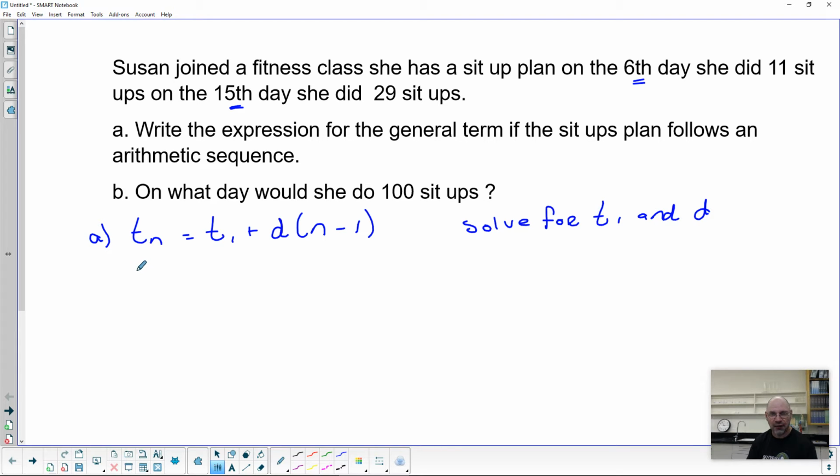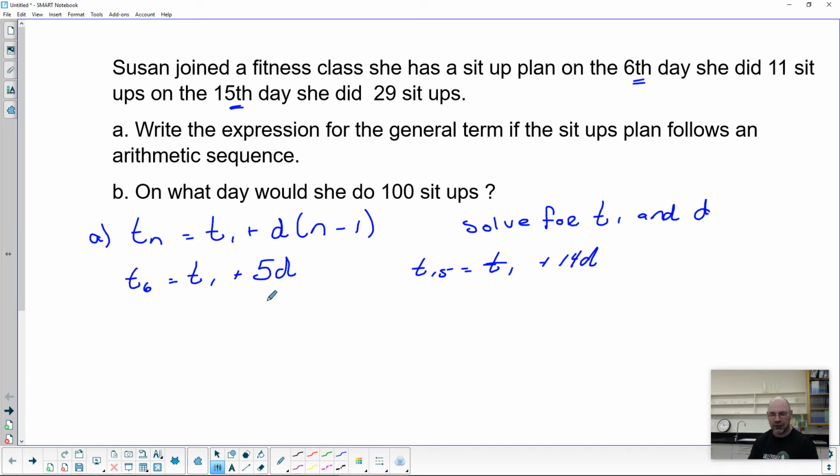We know that T6 equals T1 plus, 6 minus 1, which is 5, times D, so 5D. That's the general expression for the 6th term. Now we want to do it for the 15th term. T15 equals T1, which we don't know yet, plus 15 minus 1, which is 14D. You can write it out like this, but you don't have to write the 15 in there and subtract the 1. You can work it through as you go.